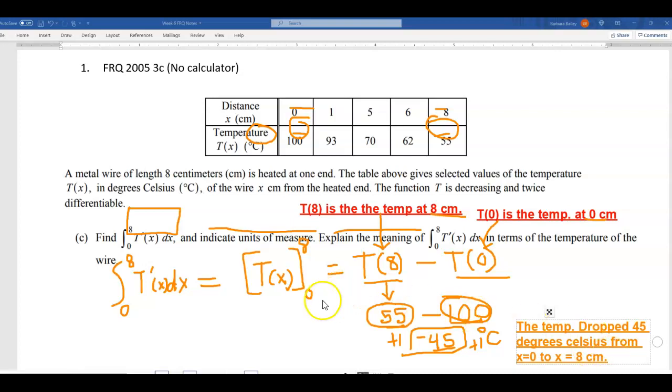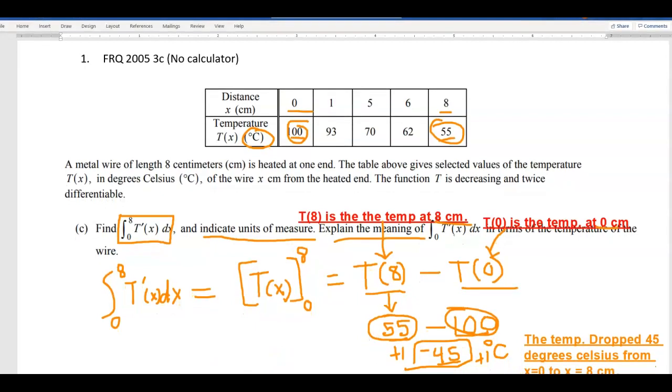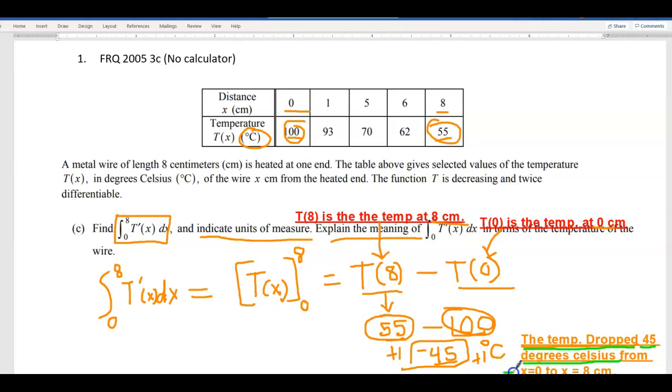Okay, now they didn't use the word interpret this time, but that's really what we're doing: we're interpreting. And as we've interpreted in our last FRQs, we always need the context. So that's this piece here, the temperature dropping. Then we also want the output units, 45 degrees Celsius, and the input units, which is 0 to 8 centimeters.